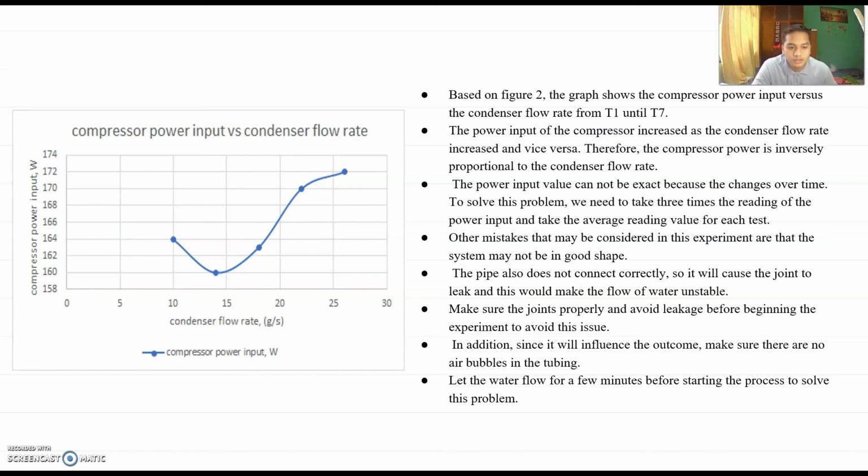Other mistakes that may be considered in this experiment are that the system may not be in good shape, like the pipe not connected correctly, so it will cause the joint to leak, and this would make the flow of water unstable. Make sure the joints are proper and avoid leakage before beginning the experiment. In addition, since it will influence the outcome, make sure there are no air bubbles in the tubing. Let the water flow for a few minutes before starting the process to solve this problem. Okay, for the graph, you can see here our blue line.